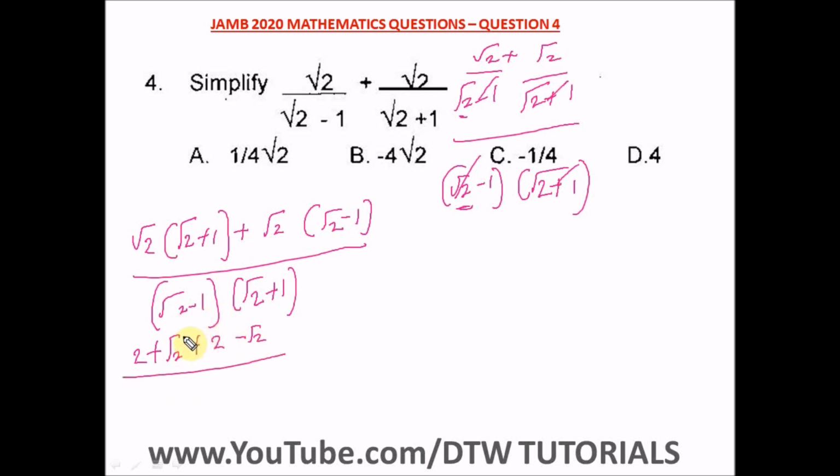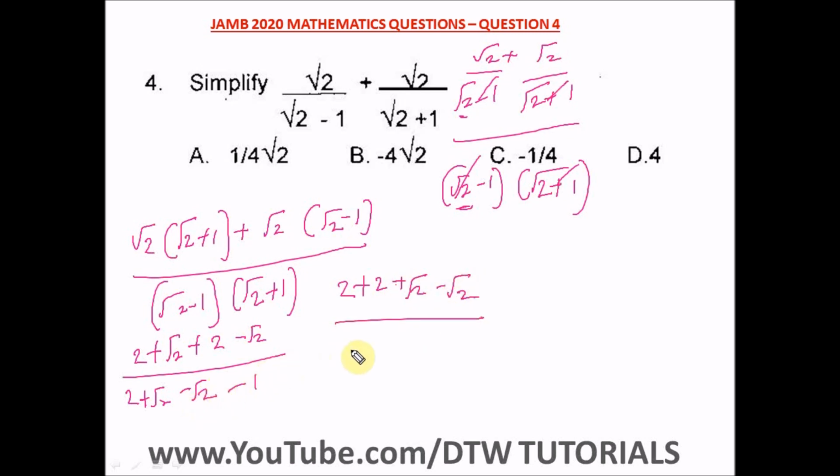I want to open this bracket. We have root 2 times root 2, which is 2, root 2 plus 1, that is plus root 2. So we have 1 times root 2, which is minus root 2, minus 1 times minus 1 gives us minus 1. So collecting like terms, we have 2 plus 2 plus root 2 minus root 2, all over.